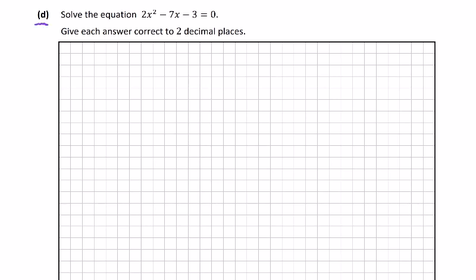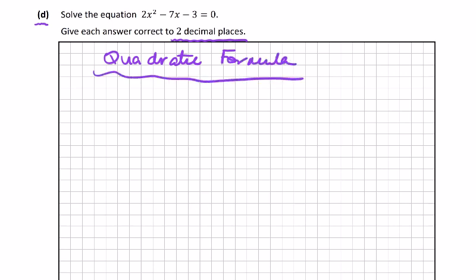D, what are they telling you? 2 decimal places, quadratic formula straight away. That's what you should think. If you haven't got it learnt off by heart, you probably aren't doing higher level maths. So you should have the minus b formula learnt off by heart. If you don't, just look it up.